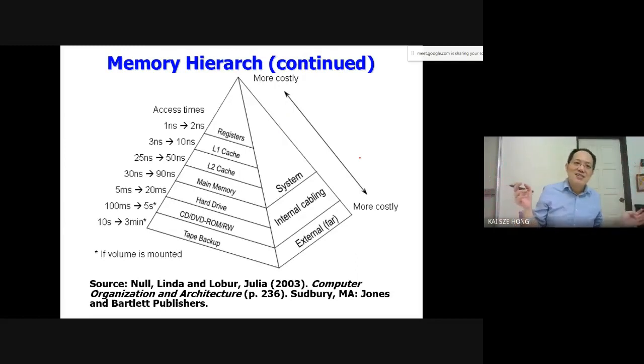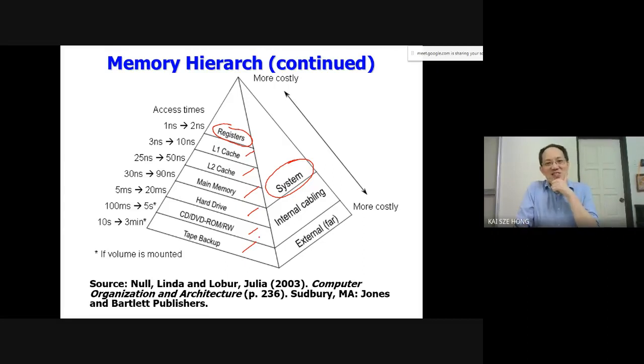As you can see, the register basically stays at the top of the pyramid. And then we have the L1 cache, L2 cache, and sometimes we have L3 cache, and then we have the main memory. These are inside the system. Then after that, we have the hard disk, CD-ROM, RW, and also tape backup.